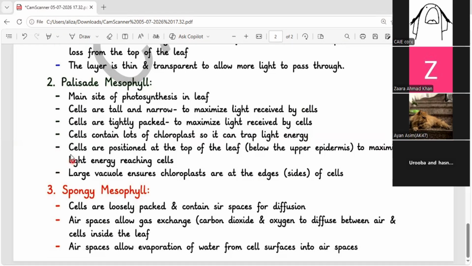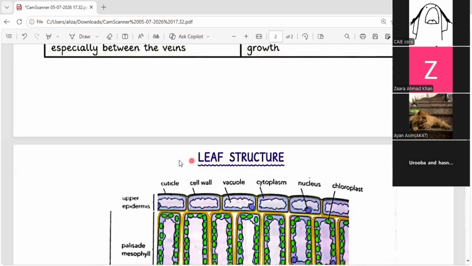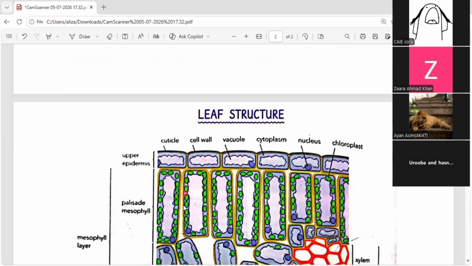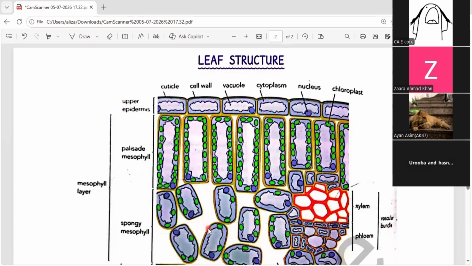The next characteristic of a Palisade mesophyll cell is that they are positioned at the top of the leaf, just below the epidermis, so that they can receive the maximum light energy. Then the last characteristic is that there's a large vacuole in the Palisade mesophyll cell. As you can see, this large vacuole ensures that chloroplasts are pushed to the sides of the cell so they can receive a lot of light and photosynthesize.